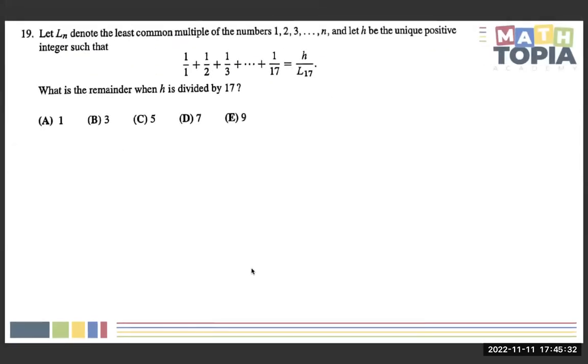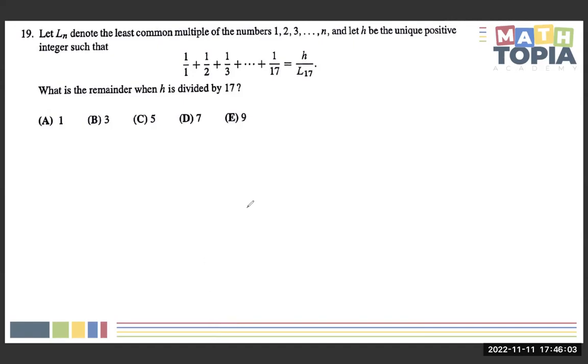Okay, now this is AMC 10A problem 19. Let Ln denote the least common multiple of the numbers from 1 to n, and let h be the unique positive integer such that 1 over 1 plus 1 over 2 plus 1 over 3 plus all the way up to 1 over 17 is equal to h over L17. What is the remainder when h is divided by 17?